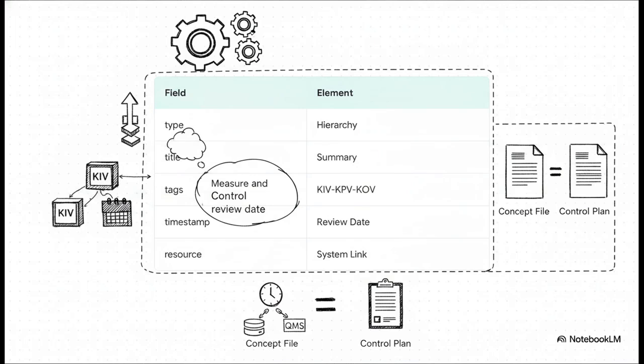Just look at how beautifully this maps out. Watch how standard OKF fields completely transform into a unified control plan for both AI and human operators. The OKF type becomes specific process hierarchy levels. Title and description become a standardized summary. Tags become our KIV-KPV-KOV classification. The timestamp is no longer just when Bob saved the file on a Tuesday, it's a deliberate, scheduled review date. And resource links straight back to your system of record, like your ERP or QMS. The concept file and your control plan literally become the exact same thing.